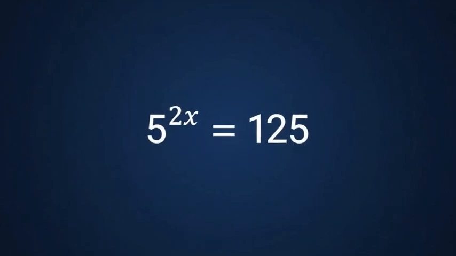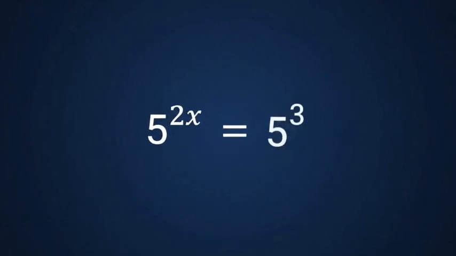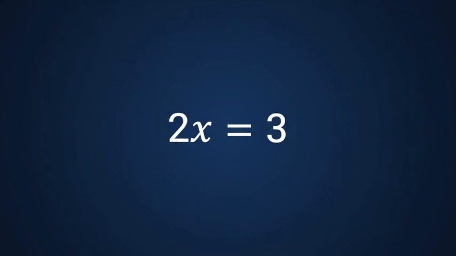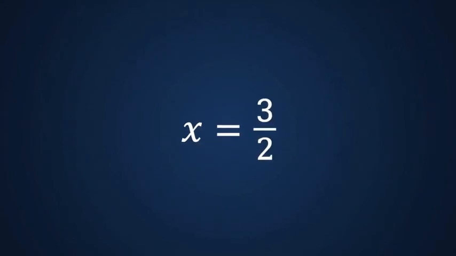Consider 5 to the power 2x equals 125. Since 125 is 5 cubed, 2x equals 3. Therefore, x equals 3 over 2.